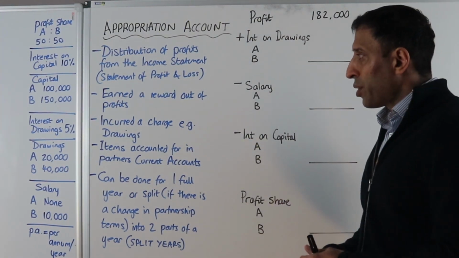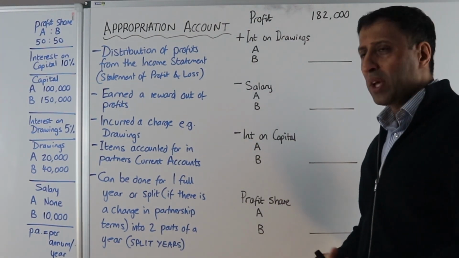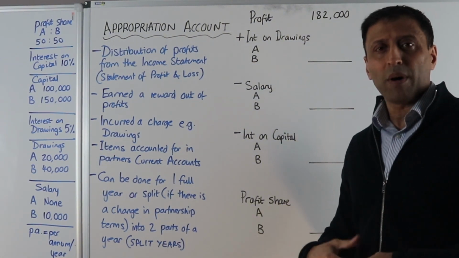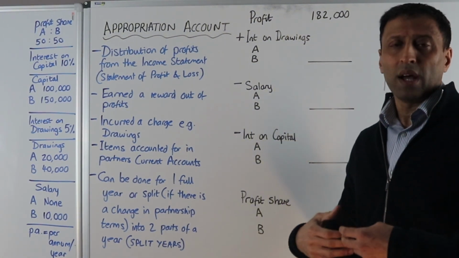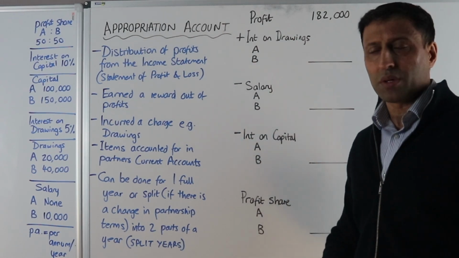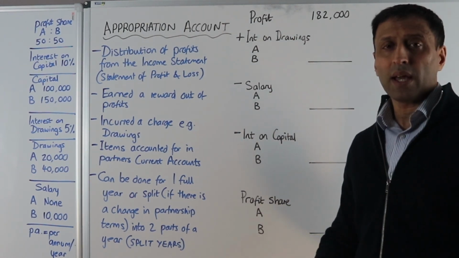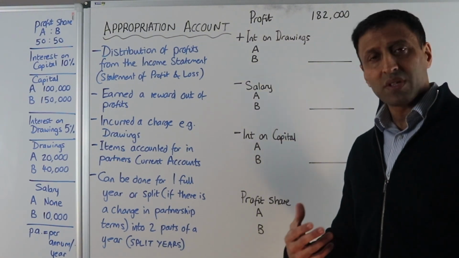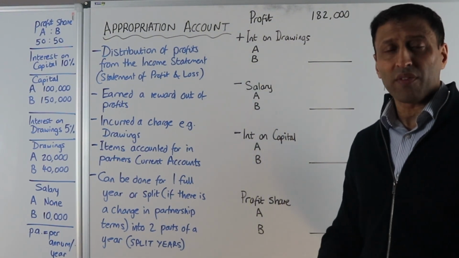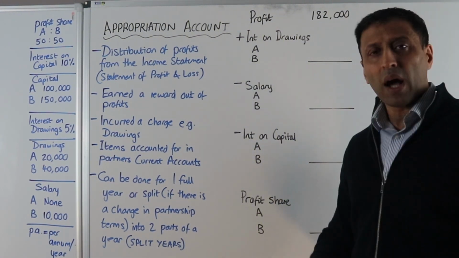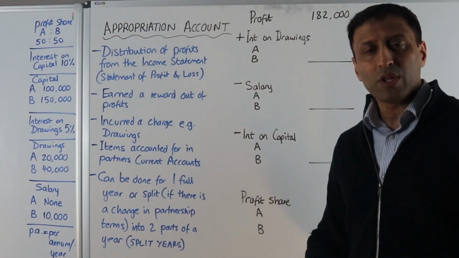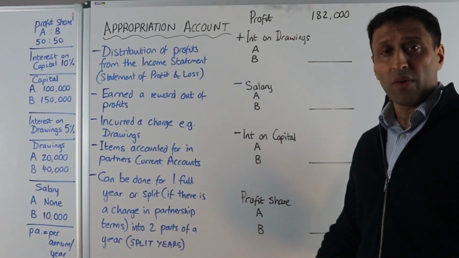Now it does show how a reward can be given out or distributed to partners if the partners have earned a reward such as a salary or interest on capital or profits. Conversely, any charge to the partners will be added onto profits, and obviously a reward will be paid out of profits to the partners. Items that are here will also be accounted for in the individual partners' current accounts.